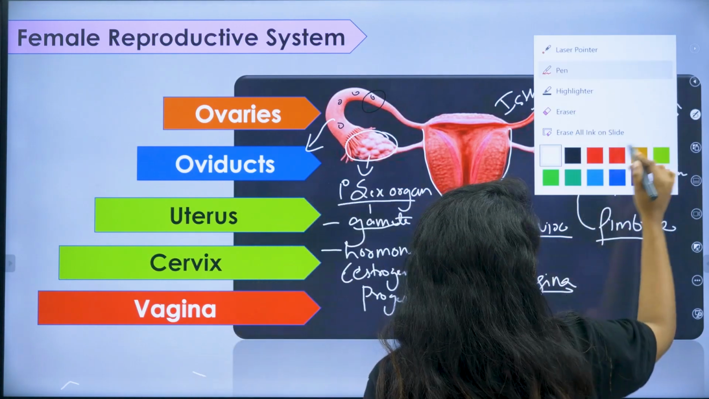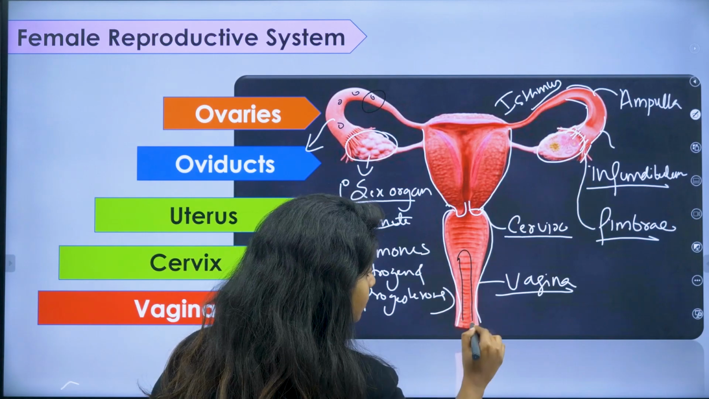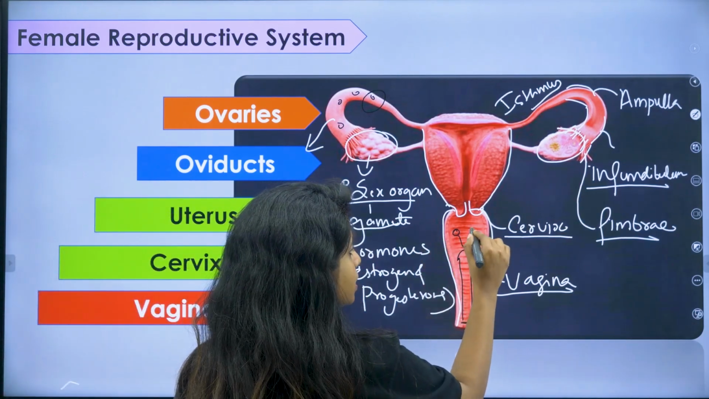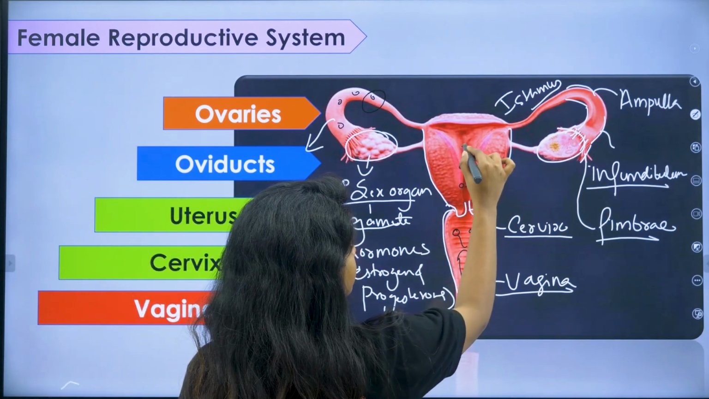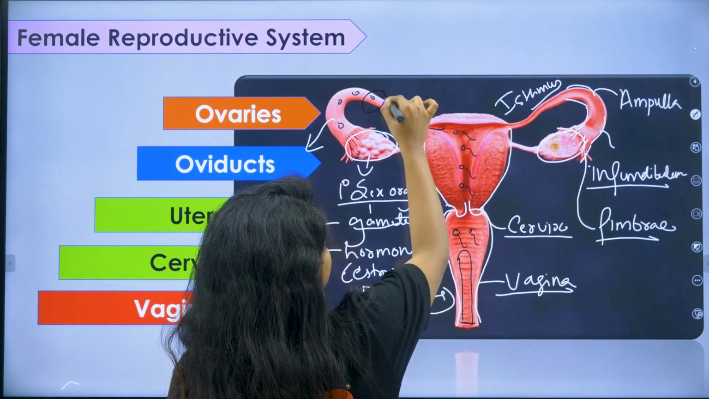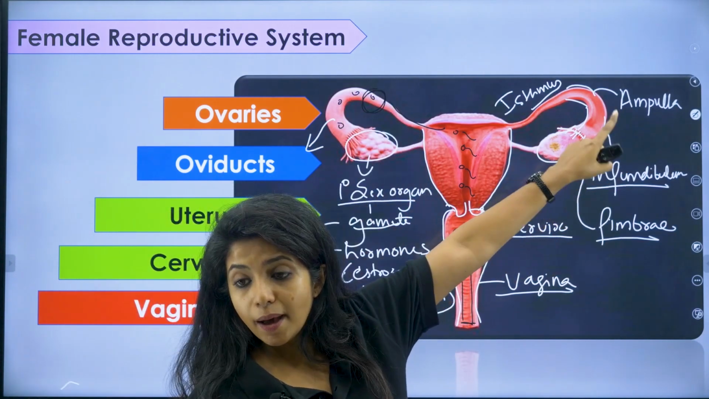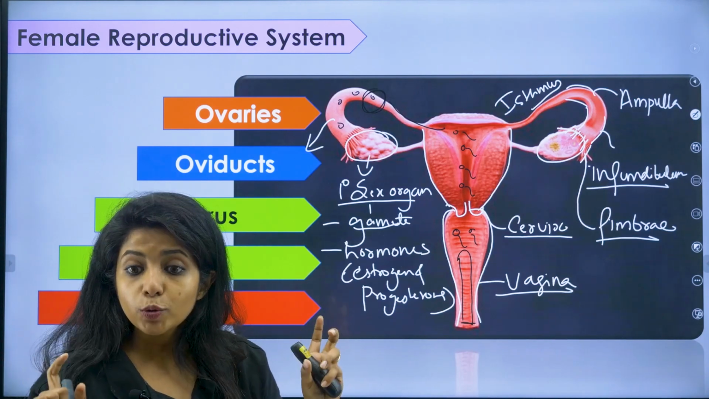Now, during copulation, what happens, children? During copulation, penis is inserted into the female genital tract. The sperm is being released, okay? The sperm moves around and goes to the fallopian duct over here at the ampulla. That's why I told you. At the ampullary region, it will fuse with the egg.